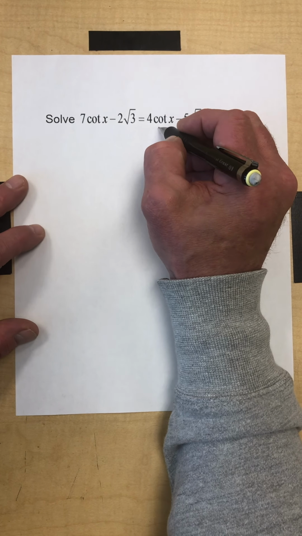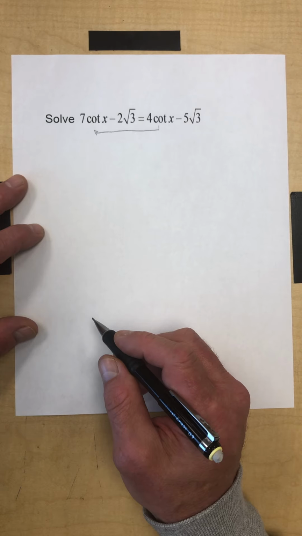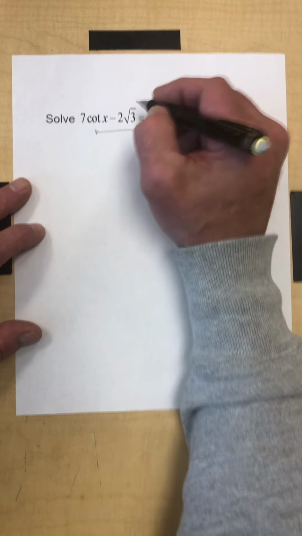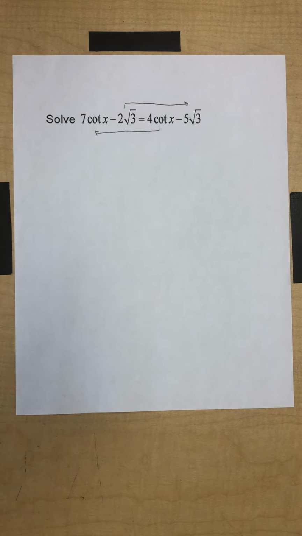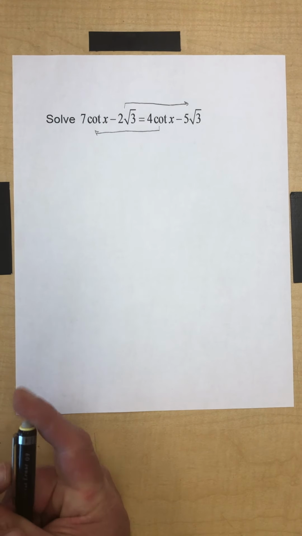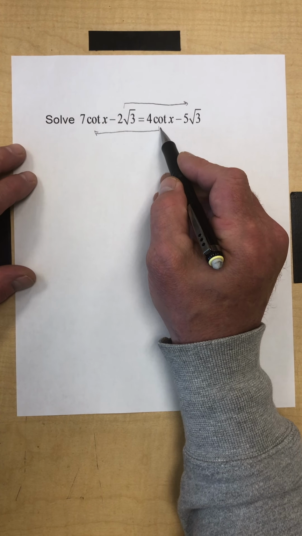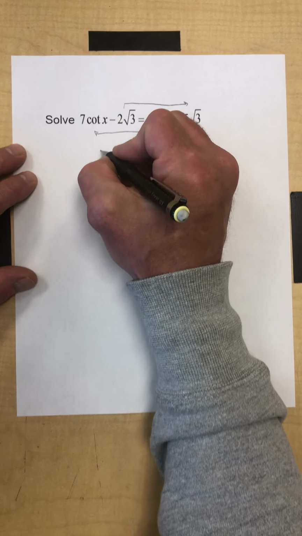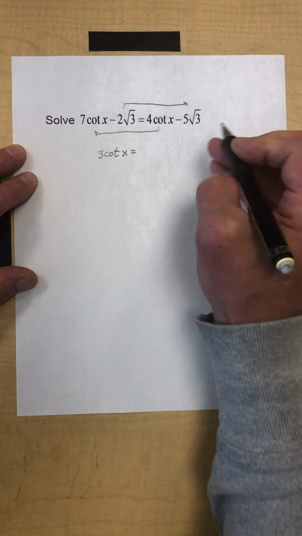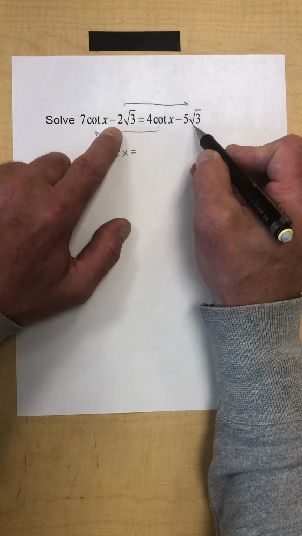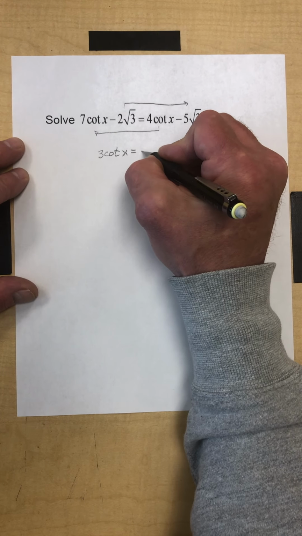All right, so let's see. Let's bring this guy over here. If I'm collecting cotangent on the left, let's collect the constants on the right. So that guy goes there. Okay, so let's see. 7 cotangent of x minus 4 cotangent of x would be 3 cotangent of x. And then negative 5 radical 3 plus 2 radical 3 would be negative 3 radical 3.